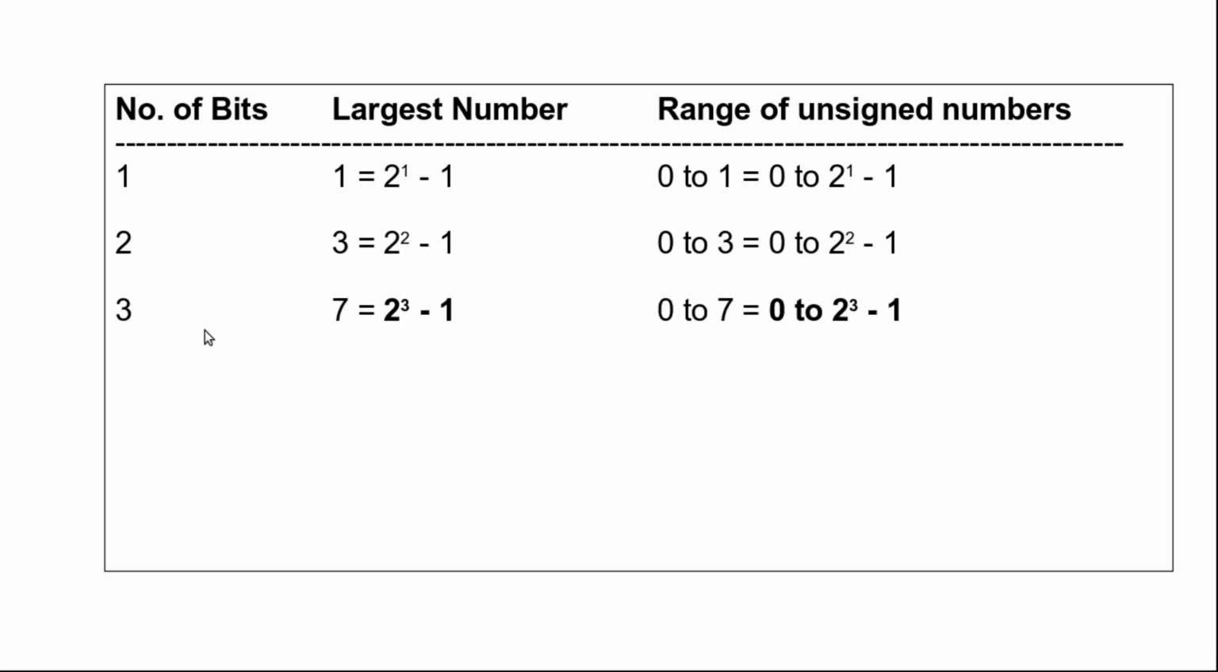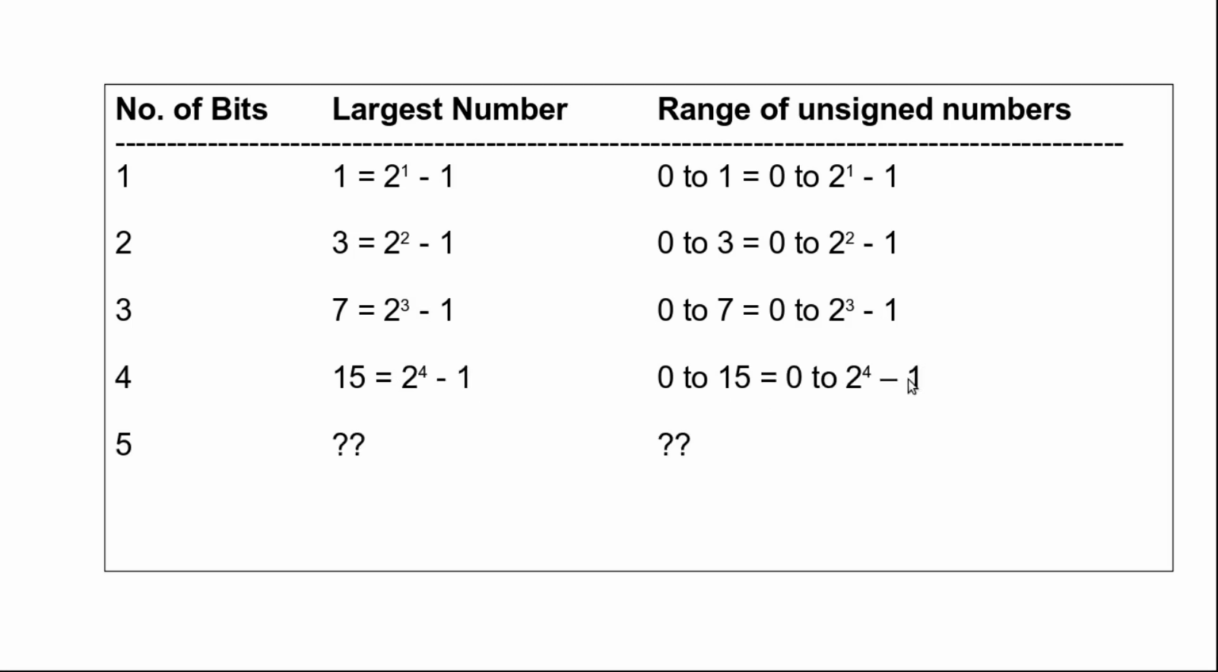Similarly, for 3 bits, the largest number was 7, and 7 we can write as 2 to the power 3 minus 1, and the range is 0 up to 2 to the power 3 minus 1. When the number of bits is 4, the largest number is 15, and 15 we can write as 2 to the power 4 minus 1, and the range hence is 0 up to 2 to the power 4 minus 1.